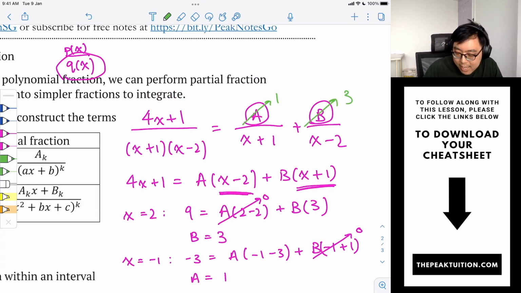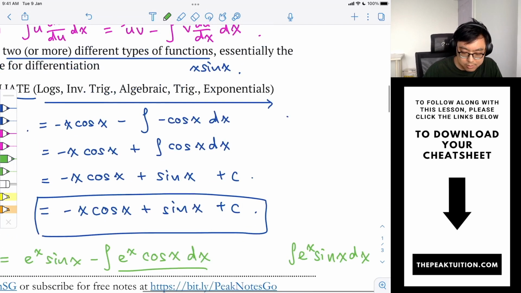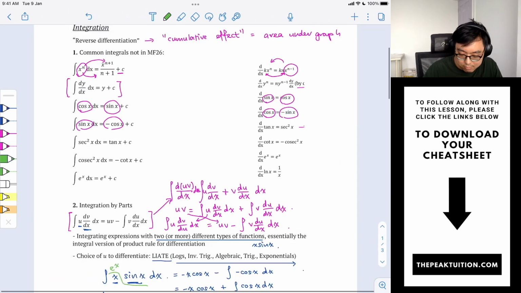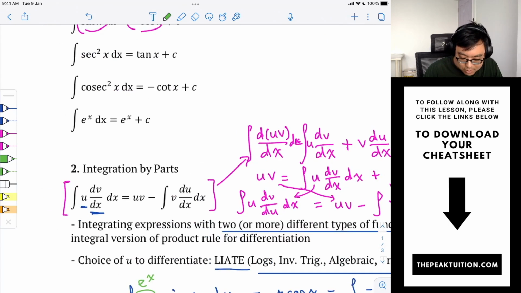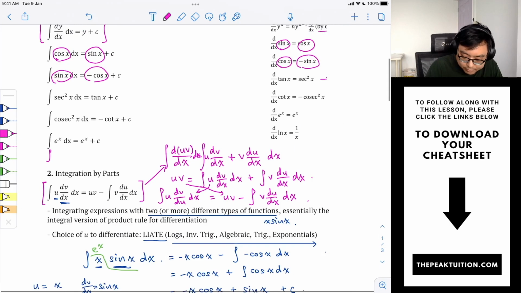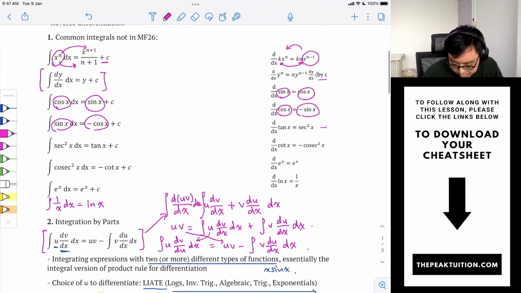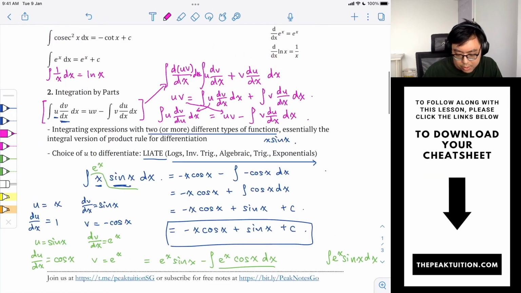And when we get to this stage, this is much easier to integrate because we know that this is basically this integral. Wait. Oh, it's not here. Okay. It's basically the integral of 1 over x dx equals ln x. Okay? I think this is in the MF26. That's why it's not here. Okay, so in any case, please remember this also lah. It's useful.